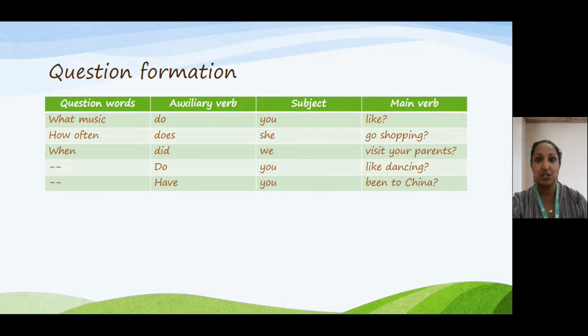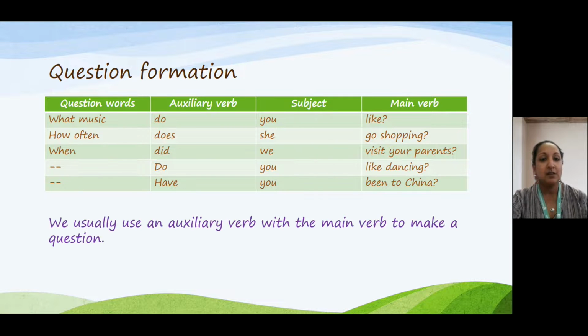How often does she go shopping? When did we visit your parents? Now, questions don't always have a question word, but they always have an auxiliary verb, a subject, and the main verb. For example, do you like dancing? Have you been to China? We usually use an auxiliary verb with the main verb to make a question.